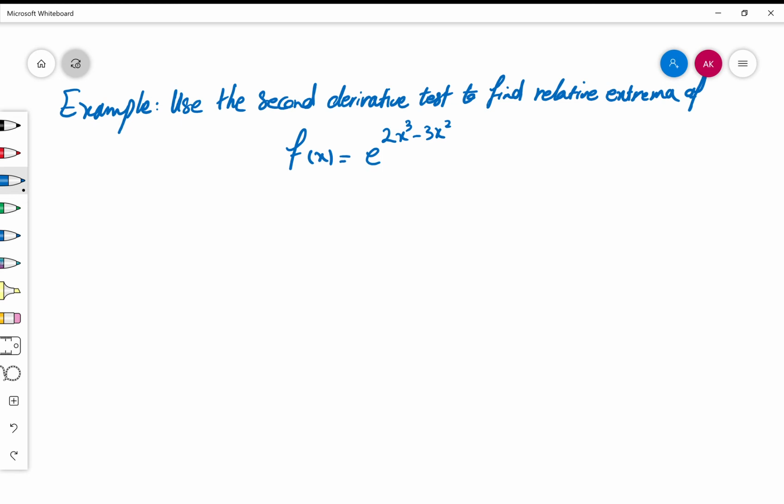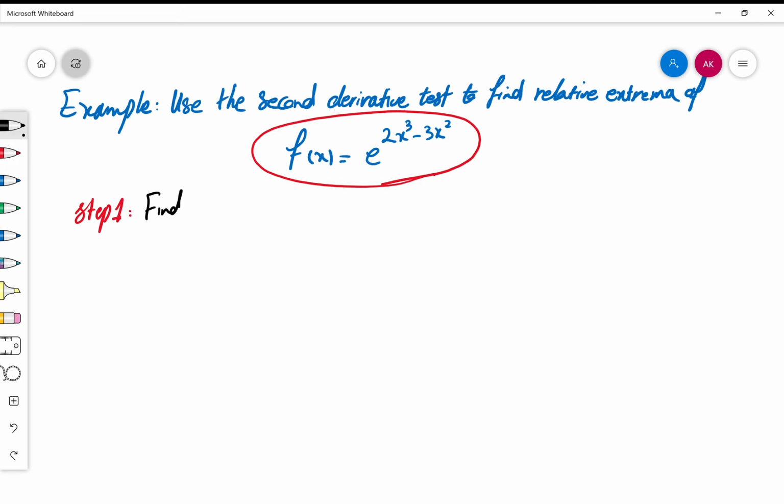Okay, let's do another example for the second derivative test. A function is given and we are trying to find its relative extrema using the second derivative test. The function is e to the power 2x cubed minus 3x squared. As you know, the first step for the second derivative test is to find critical points.